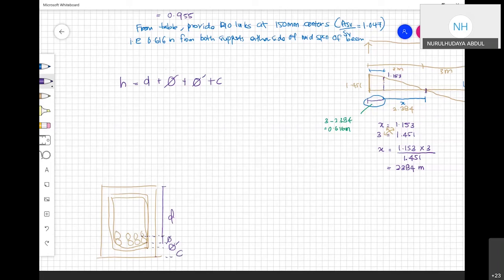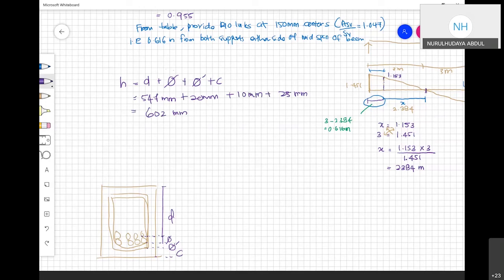So D, we know that our D is 547 mm. Kita just pluskan dengan diameter of bar. So kita dah tahu kita pakai 8Y20, so it is 20 mm diameter. And we also know that we are using 10 mm link, and the concrete cover adalah 25 mm, because of mild cover. So campurkan je, I dapat 602 mm.